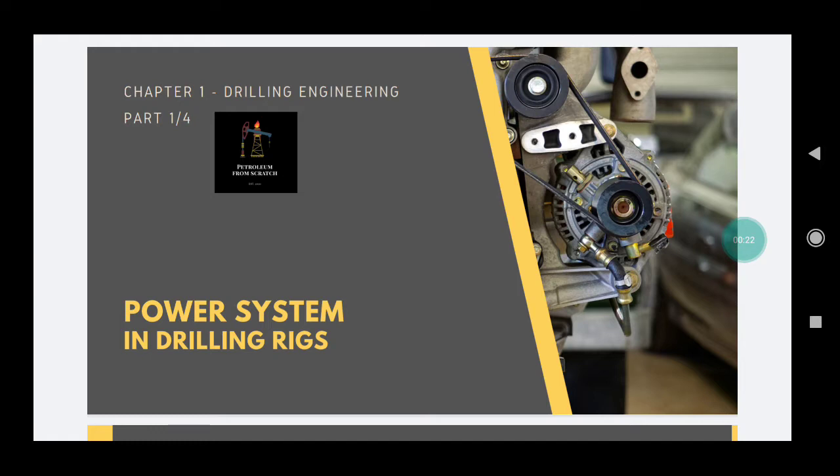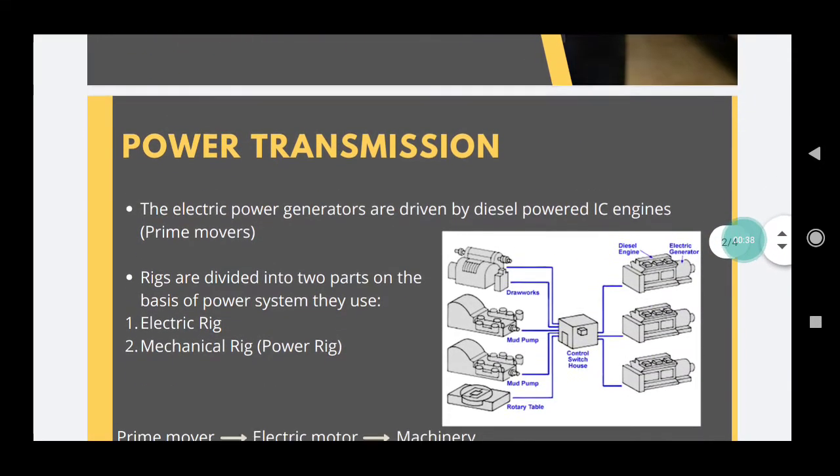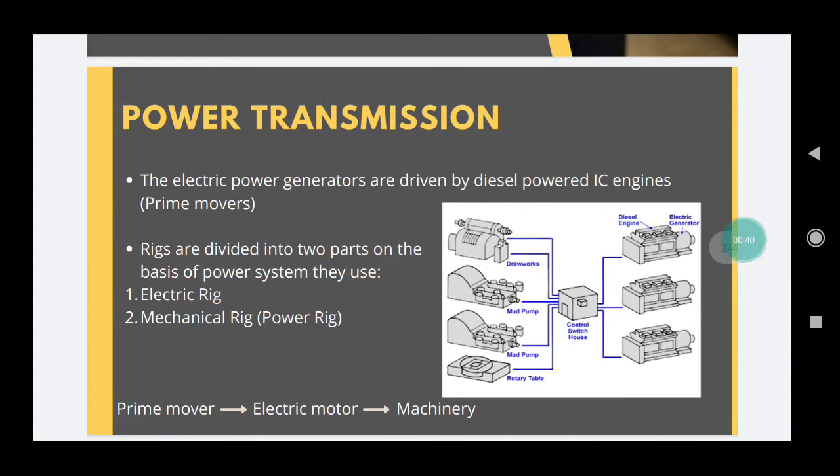Now we all know that at our rigs there is a huge amount of machinery present. To operate these machineries we require some power, right? So the main source of power at drilling rigs is nothing but the prime mover. Prime mover can be defined as a group of diesel powered IC engines.